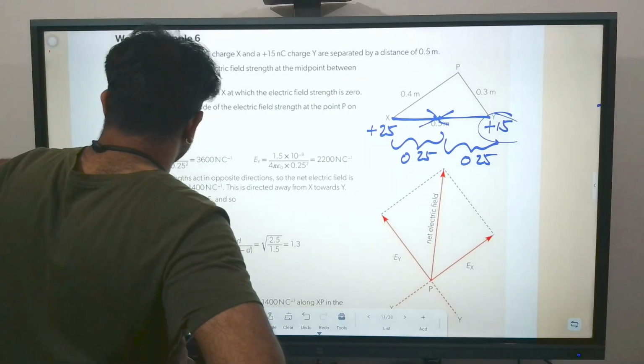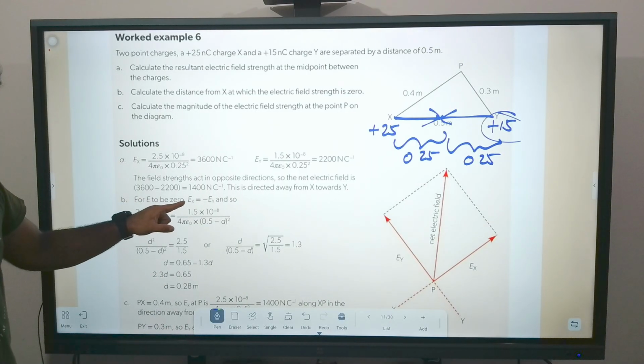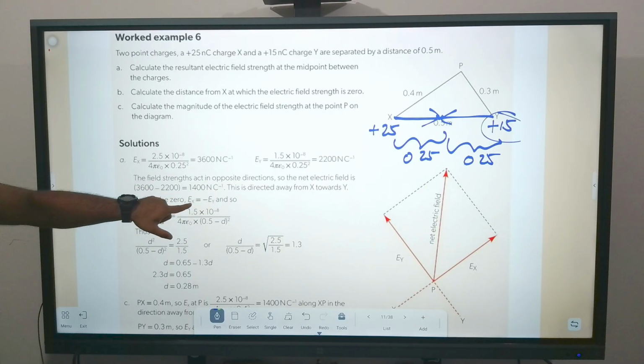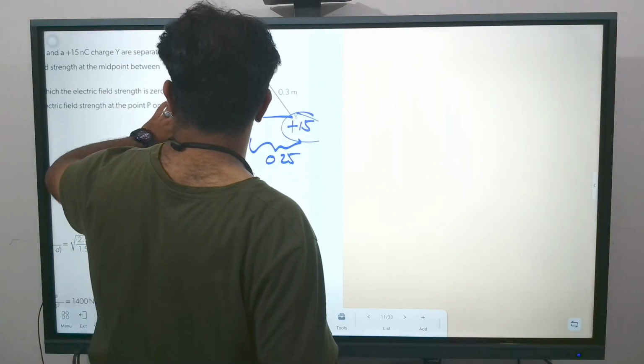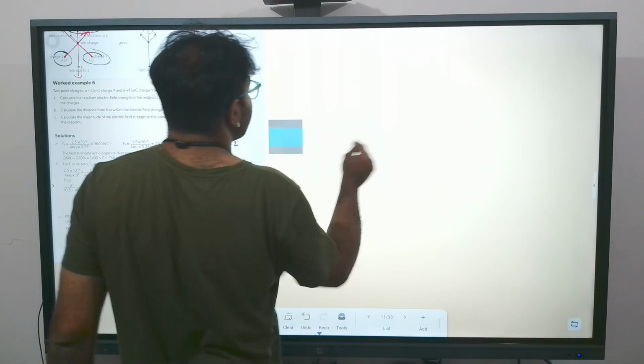Yeah, they have it. This is Akshay Tapare. Same thing they have written: E of x should be equal to minus E of y. I'm right. E of x should be equal to minus E of y. So these two things should be equal. They cannot have the same.